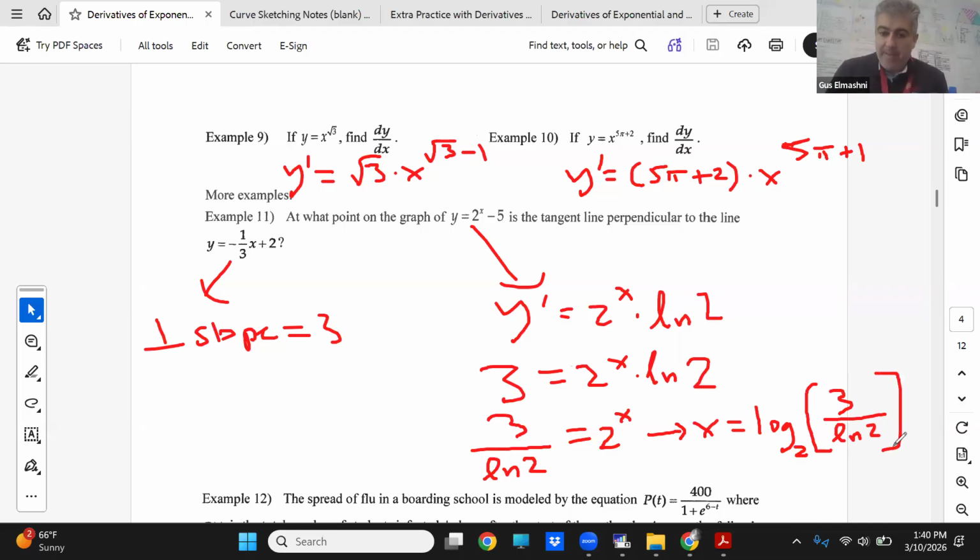And I don't feel like finding the y value for that, so we'll just leave it as the x coordinate. But hopefully you can see that I find a slope, I know what slope represents, and I want to know at what point on the graph the tangent line is. So I need 3 as my slope, obviously. Hope that's okay for that one.